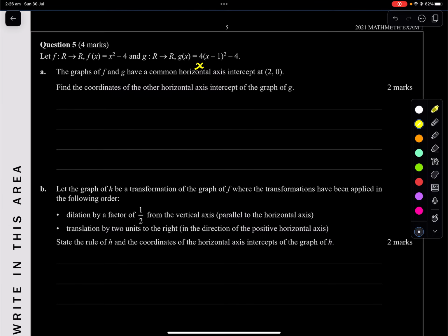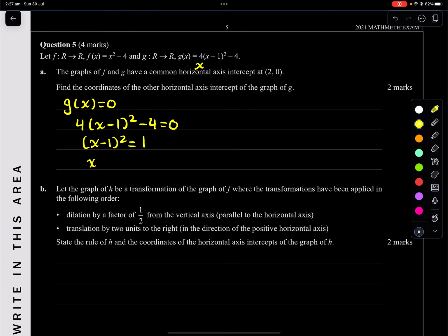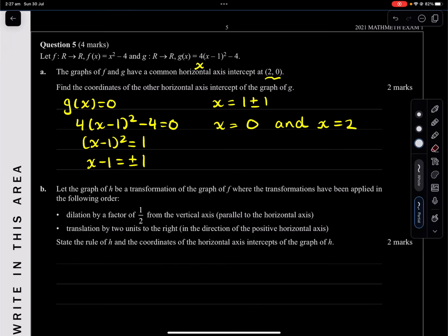Okay, so we want g of x to equal 0. So we're saying that x minus 1 squared minus 4 equals 0. So x minus 1 squared equals 4. So x minus 1 is plus or negative 2. So x is equal to 1 plus or negative 2. So the x values are 3 and x equals 2. Because we already know that x equals 2, what is the other one? Well, the x value x equals 0.